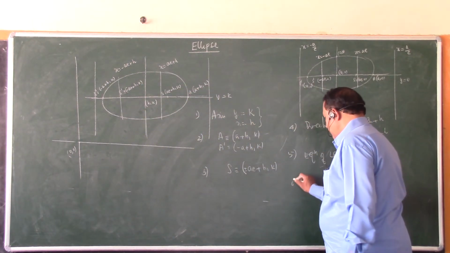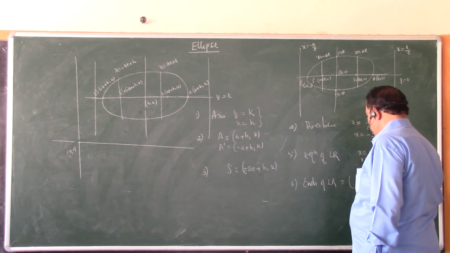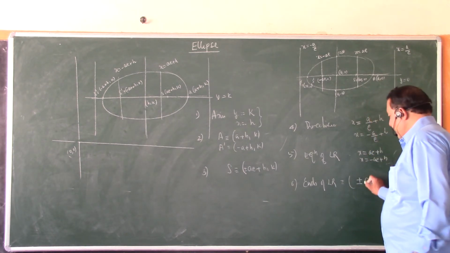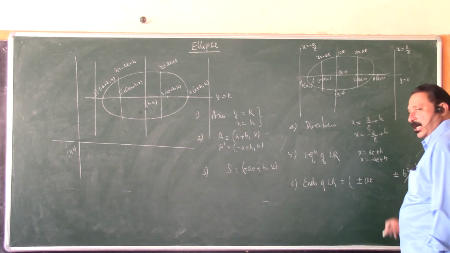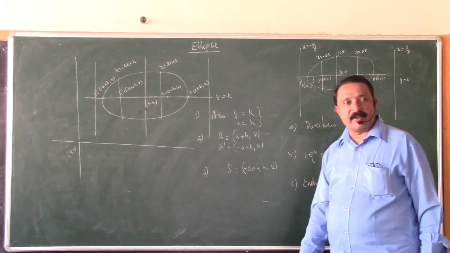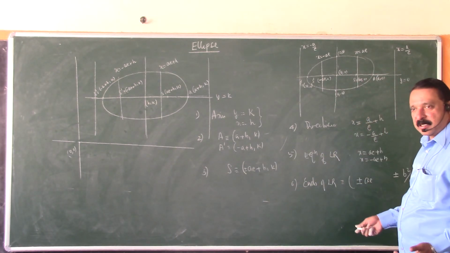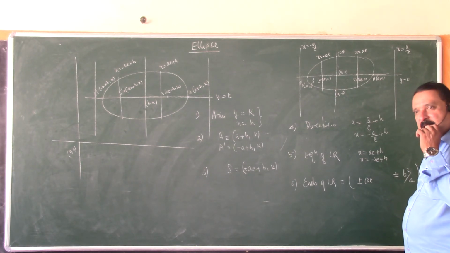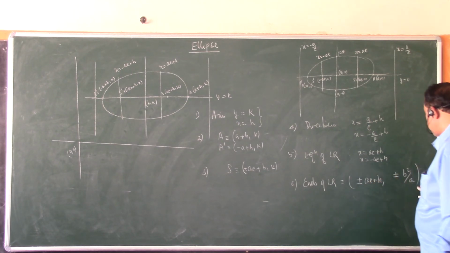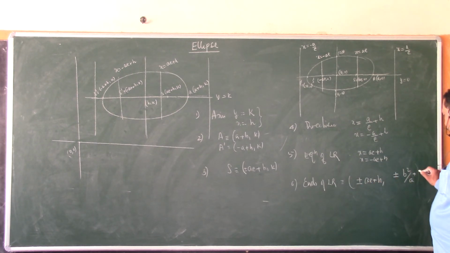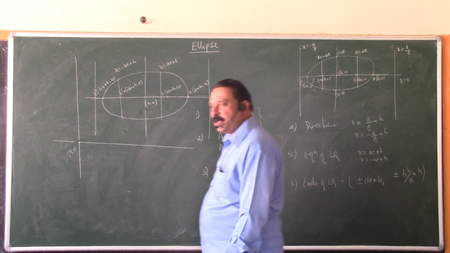Now, ends of LR. How did we write the ends of LR? (±ae, ±b²/a) for the standard ellipse. So here what we do? (±ae + h, ±b²/a + k). These are the four ends of the two latus recta.